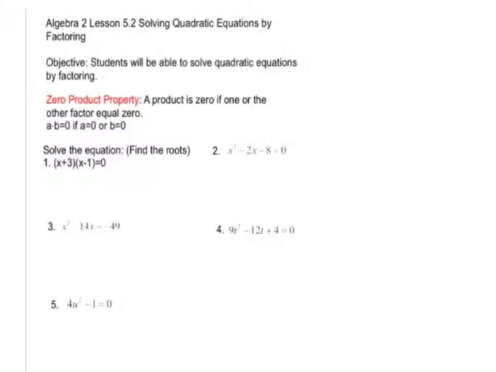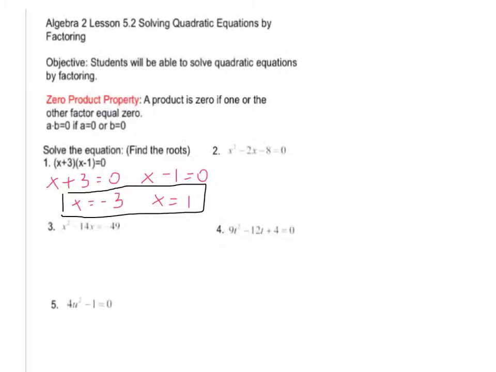So in the first equation, my one factor is x plus 3. So x plus 3 equals 0. If I subtract 3 from both sides, x will equal negative 3. The second factor is x minus 1. If I make it equal 0 and I add 1 to both sides, x will equal 1. So the two solutions to this quadratic equation are negative 3 and 1.